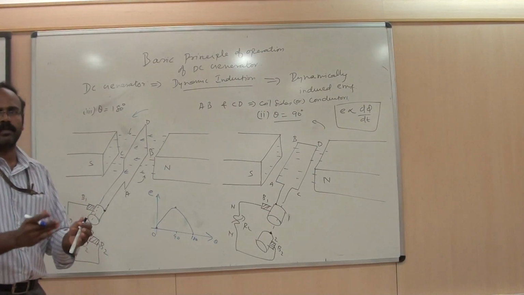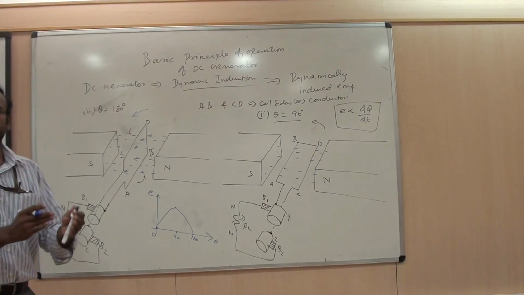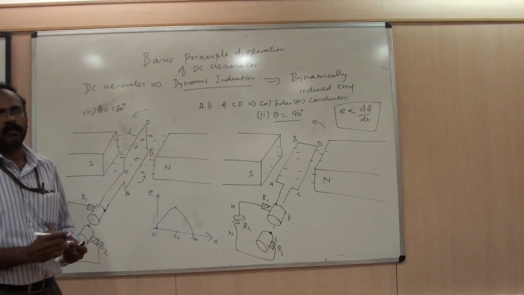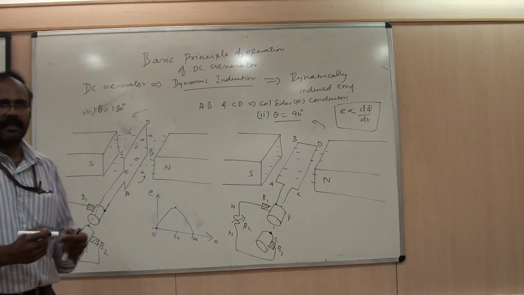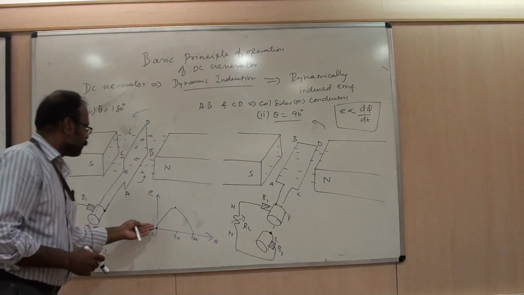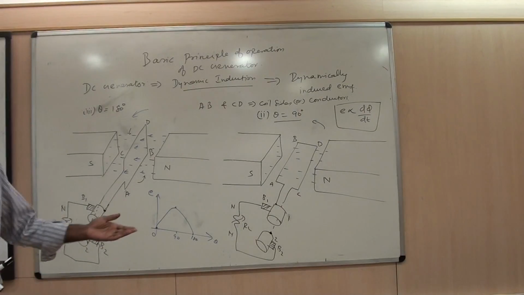Why does it reduce? Because the change in the flux is reducing. It totally depends upon the position of your coil. Now we will discuss the direction of current circulated by this EMF induced between 0 and 180 degrees in this case.